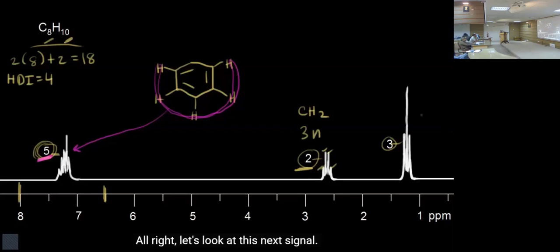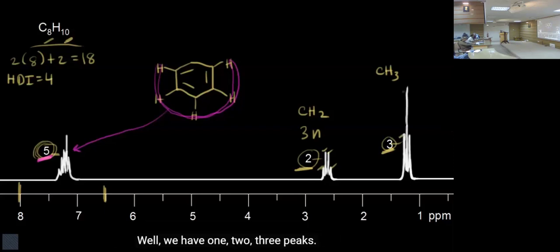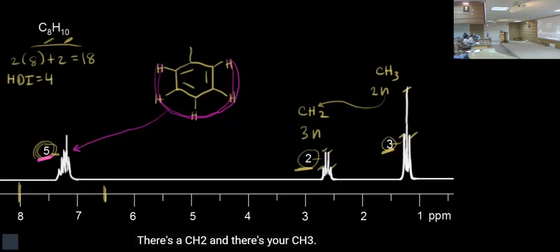Let's look at the next signal. 3 protons, so this must be a CH3. How many neighboring protons do we have for the CH3 protons? We have 1, 2, 3 peaks. 3 minus 1 is 2, so 2 neighbors. Those must be these 2 neighboring protons. And so we can draw an ethyl group. This is an ethyl group pattern, so there's a CH2 and there's your CH3.